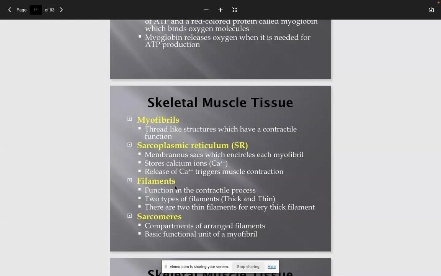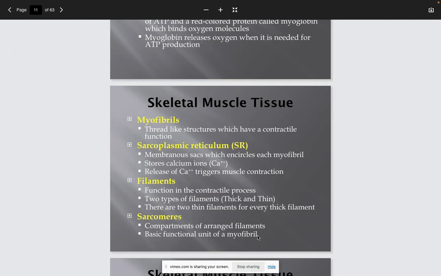Then you're going to have filaments. Filaments are going to be two. There's going to be a thick and a thin. The thick is going to be the myosin filament, and the thin is going to be the actin filament, and we will discuss those in a little bit more detail. So the sarcomeres are going to be arranged. This is going to be the basic functional unit of a myofibril, and that's going to be important to know. So the sarcomere is the basic functional unit of a myofibril.